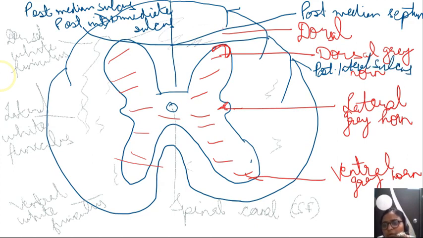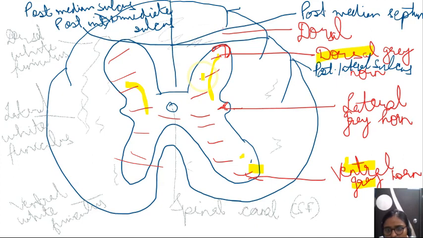Is it difficult to remember? You don't have to memorize anything, you just have to make a diagram and see. You have to draw this H-shaped butterfly structure, and this is your inner part, so it is called the gray matter, and the outer portion is your white matter. Fine. And we have to name it accordingly. This is on the dorsal side, so it is called the dorsal gray horn, and it is on the ventral side, so it is called the ventral gray horn.